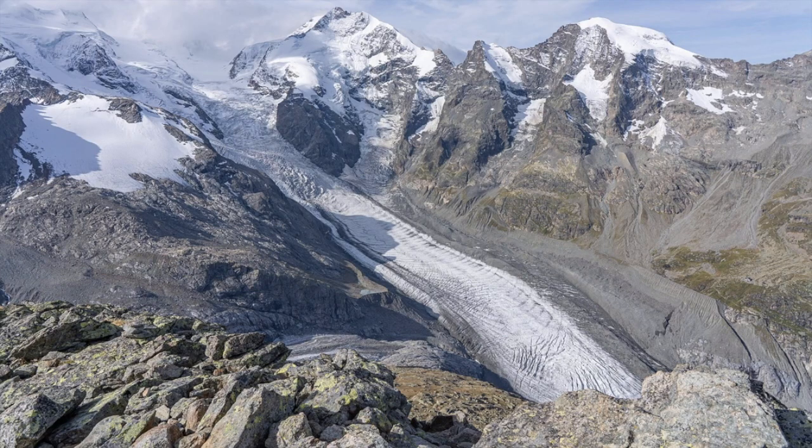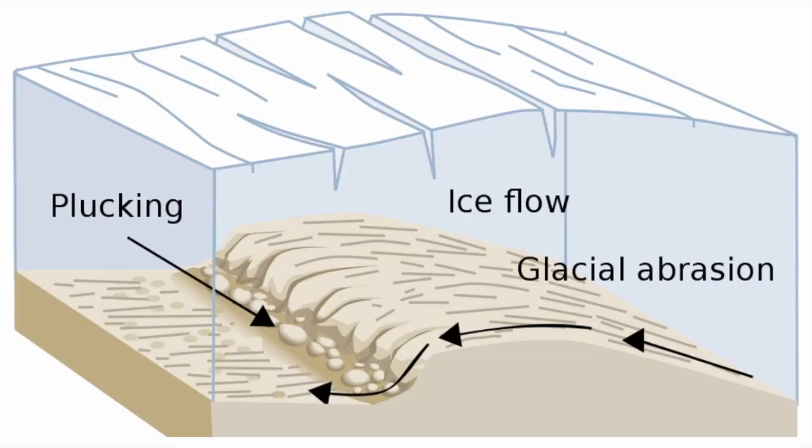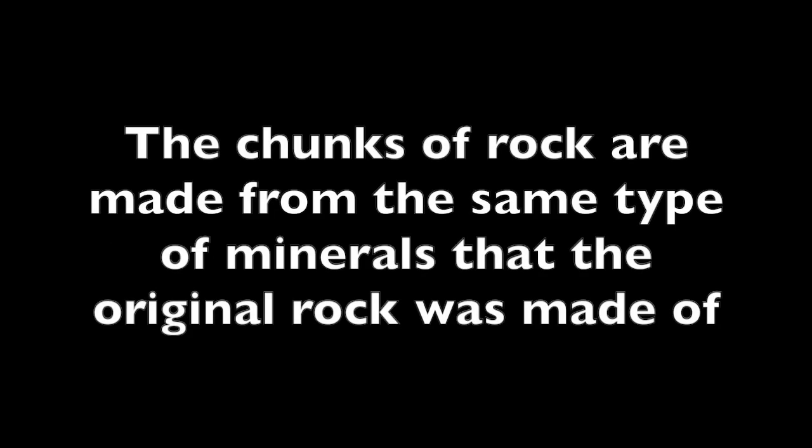Glaciers can also weather rock as they move, breaking the rock down. You can see this in this diagram. As the glacier rubs against the rock, it breaks the rock into smaller chunks. In abrasion weathering, the chunks of rock are made from the same type of minerals that the original rock was made of, and this is why abrasion is a type of physical weathering.